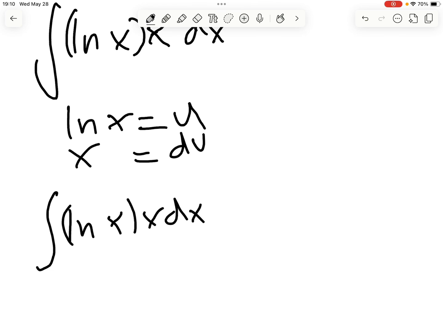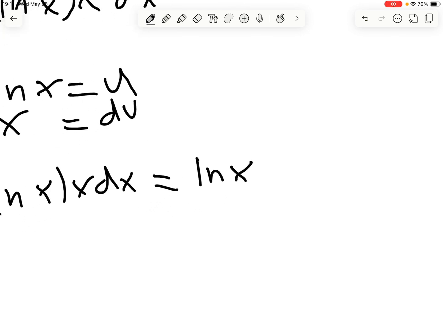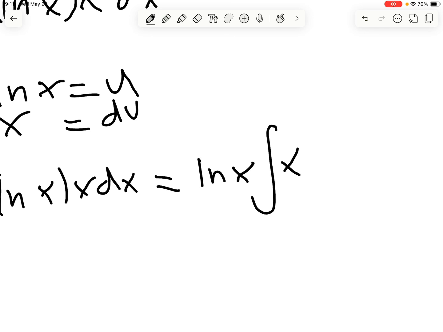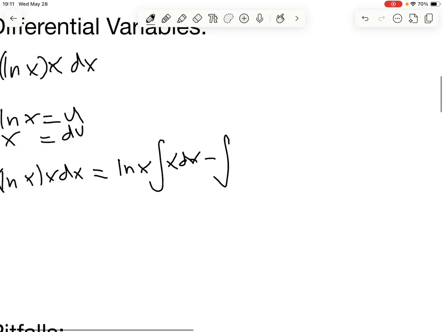dx is going to be equal to uv. So we know u is ln x, and then we need to find out what v is. But remember, using that fundamental rule of calculus, if we know what dv is, we can find what v is. So integrate dv, which is going to be x, of course dx in there, and then minus integrate v du.